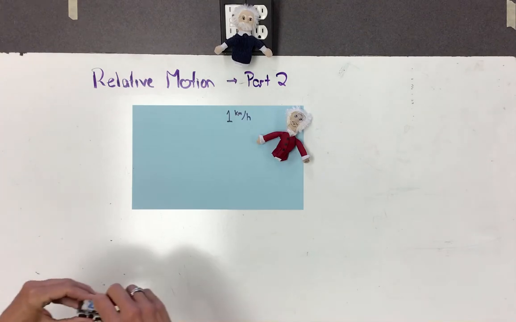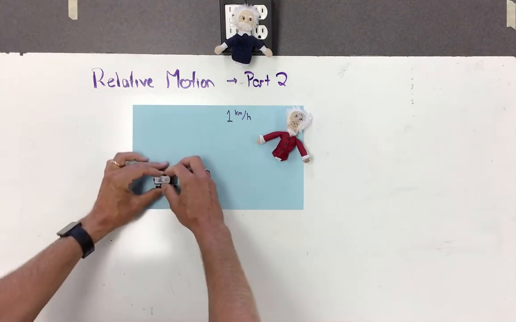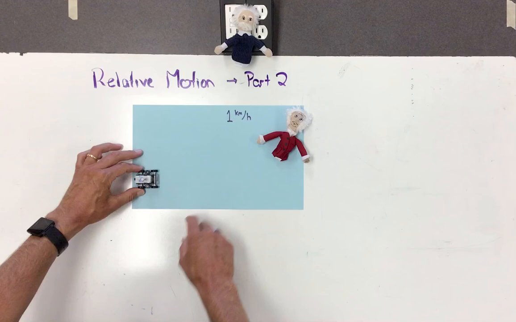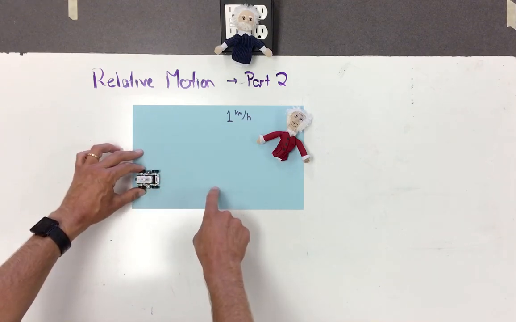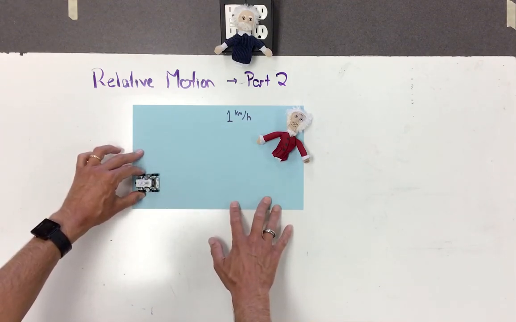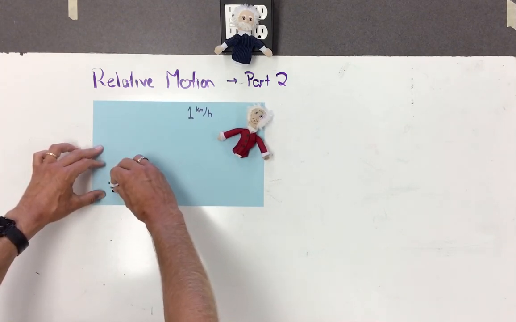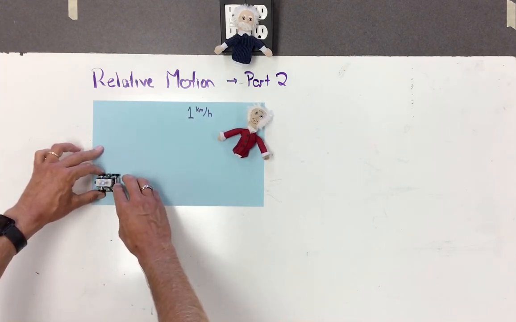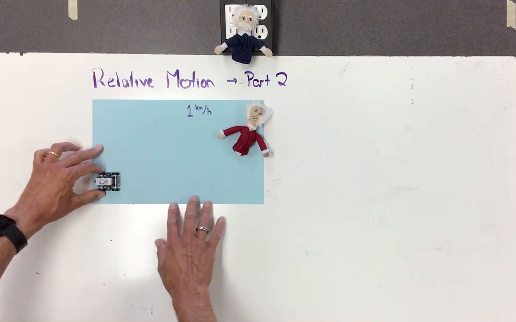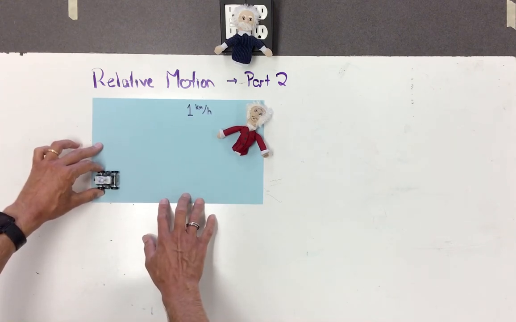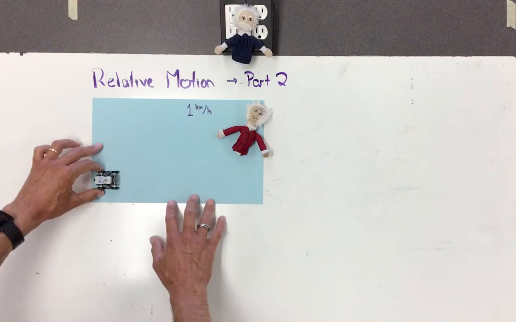Here's the bump up. What if I add the car? Remember, the car drives at 2. What if I add the car so that it's going to drive across the paper at a speed of 2? What I want you to think about as I set this up is who sees what? Who sees 1? Who sees 2? Does anybody see anything different? I'll run it, hopefully it works, but it should kind of look like this.